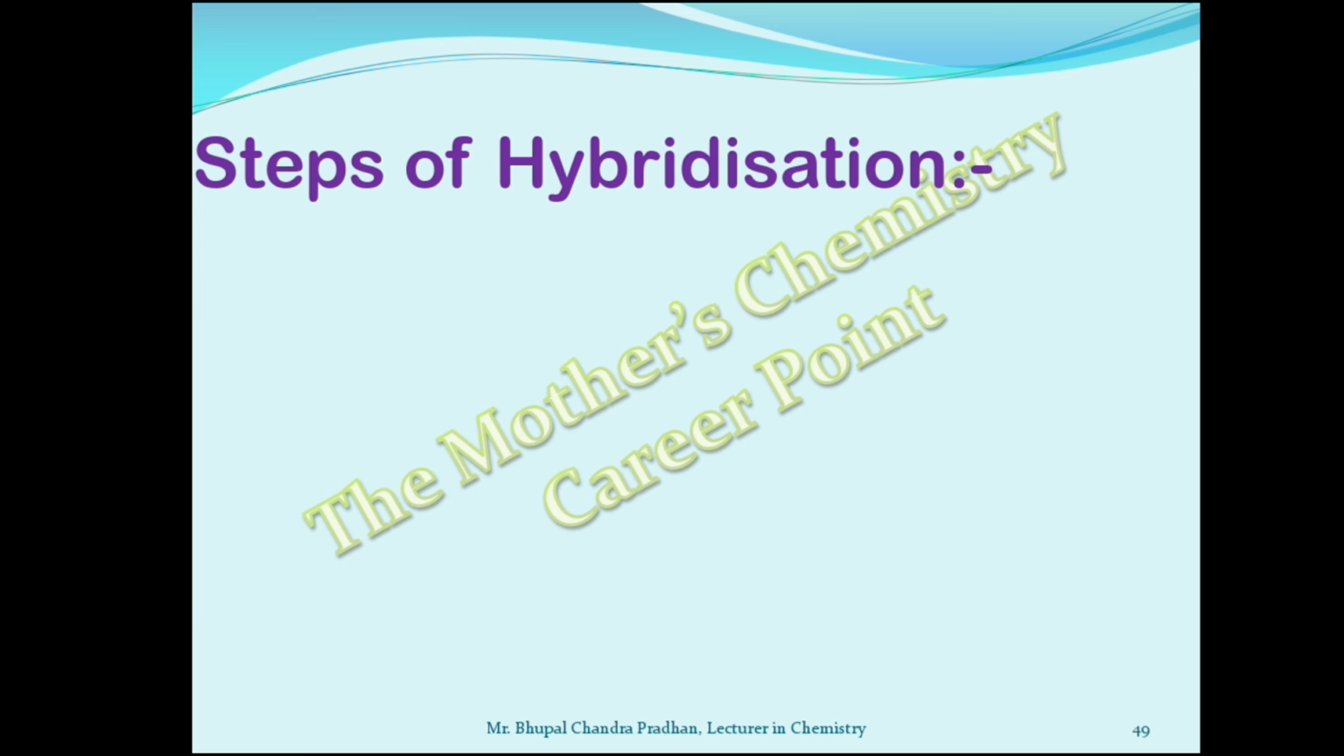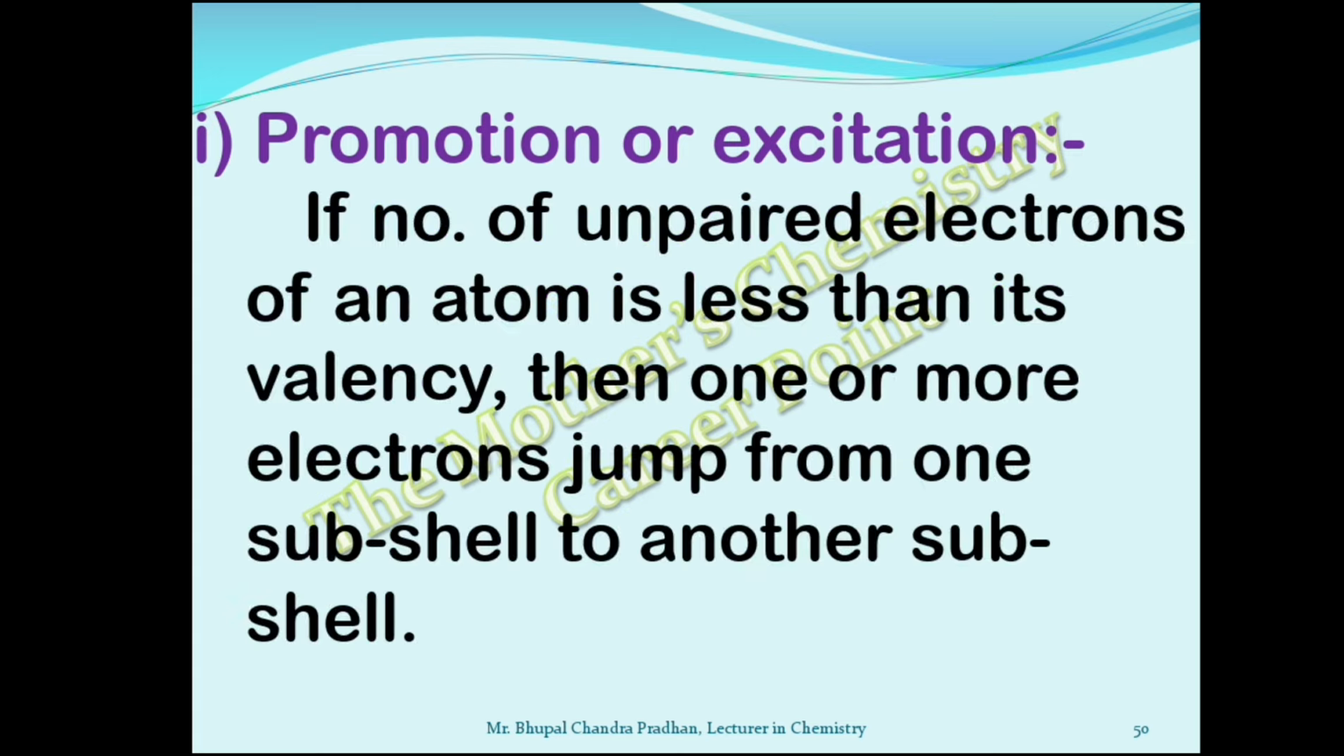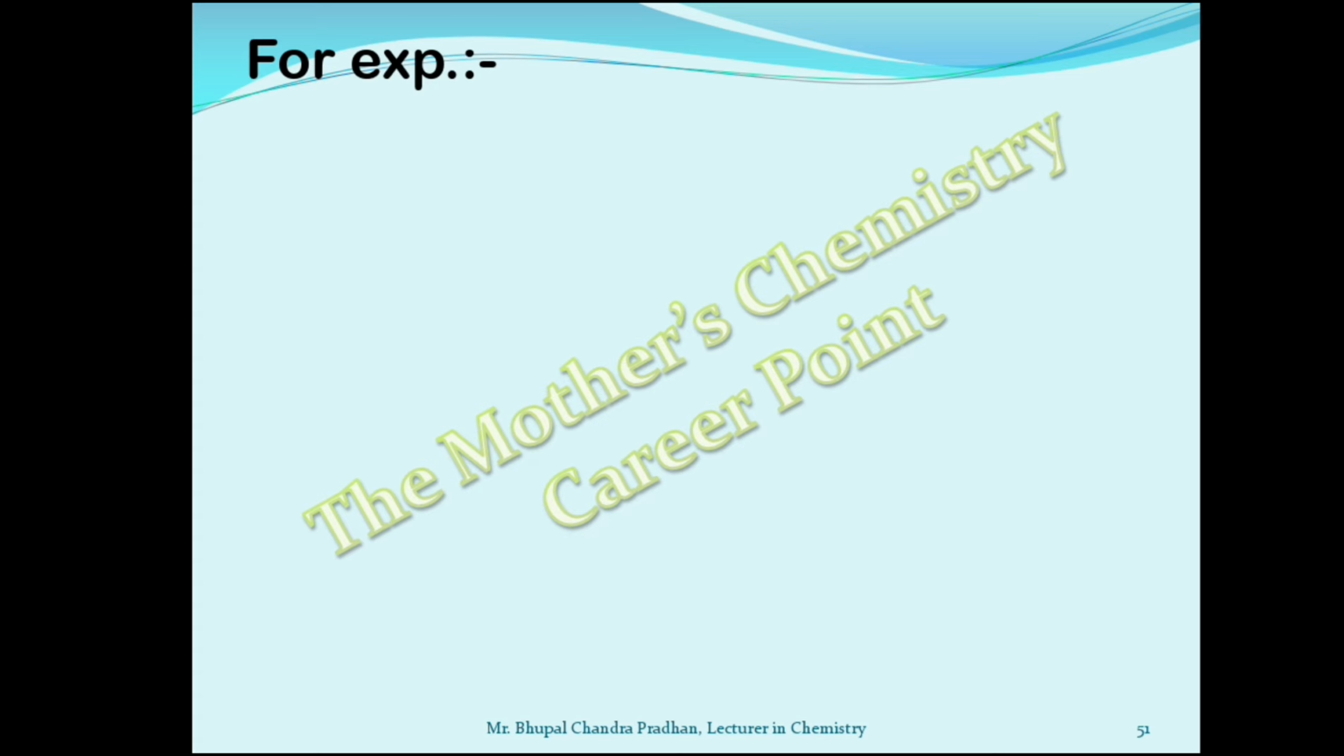Now, steps of hybridization. Hybridization takes place in 2 steps: promotion or excitation, and secondly reorientation. Promotion or excitation: if the number of unpaired electrons of an atom is less than its valency, then one or more electrons jump from one subshell to another subshell. This is promotion or excitation.